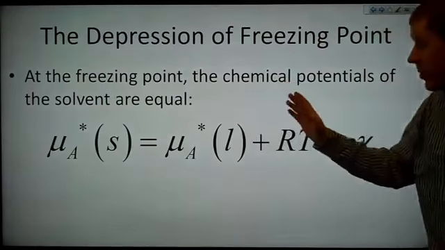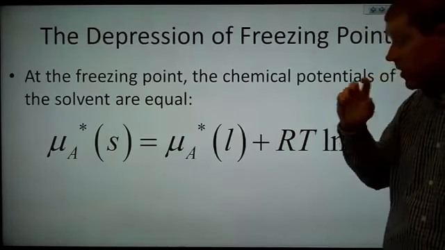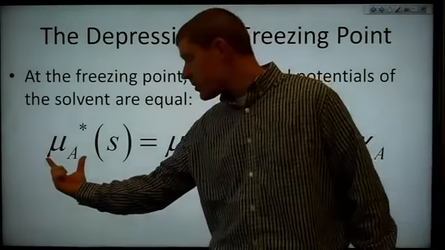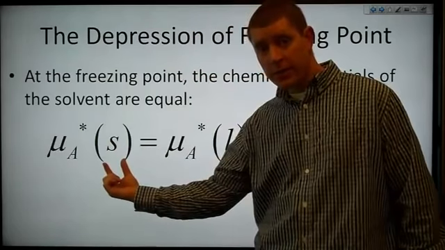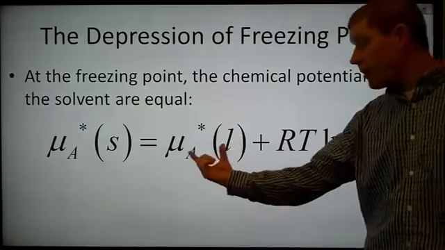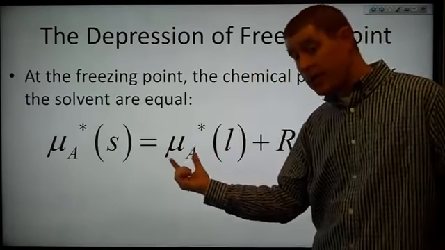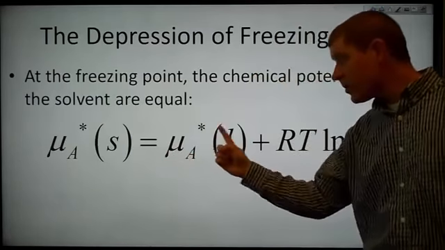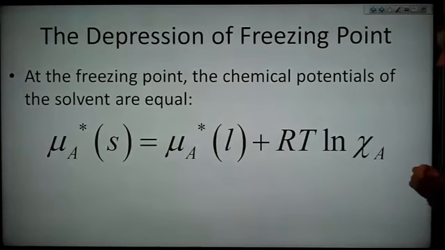Alright, so at the freezing point, again the chemical potentials of the solvent are equal. So the chemical potential of A, when it's pure in the solid phase, because again it was pure in the solid phase there, has to be equal to the chemical potential of A in the mixture. And we know the chemical potential of A in the mixture is the chemical potential of A while it's pure in the liquid phase plus R times T times the natural log of the mole fraction of A.